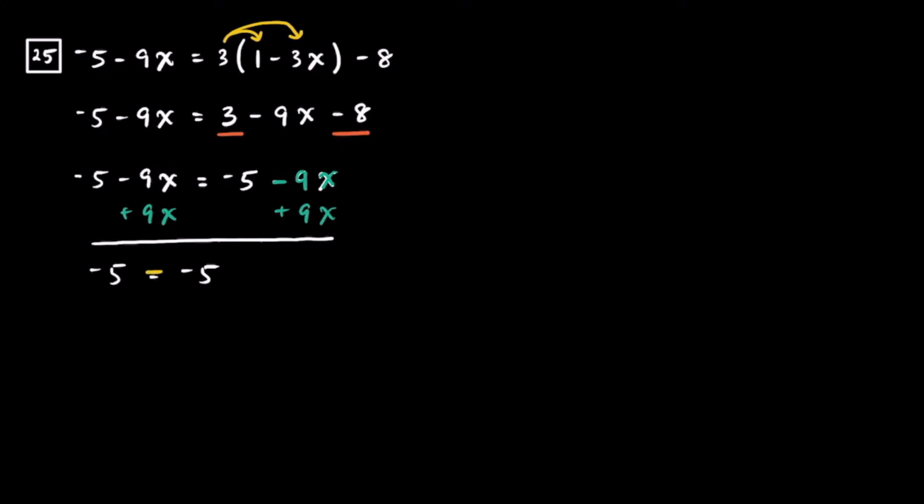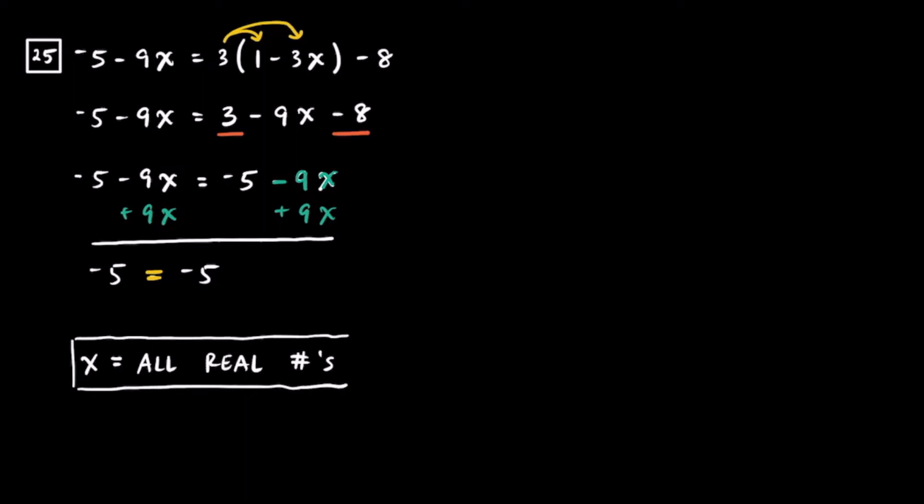So while in the last equation we got something that wasn't true, in this one we have something that is true. So as I mentioned earlier, when you get this scenario where you get a true statement at the end, you can say that x is equal to all real numbers. It means that any number, any real number that you choose for the value of x and you substitute it into the equation, it's going to be true since the left side and the right side are identical to each other. They were just written a little bit differently, so we just had to identify that.